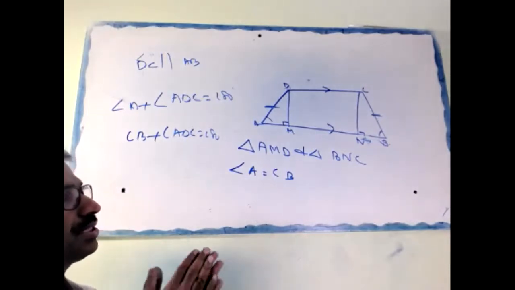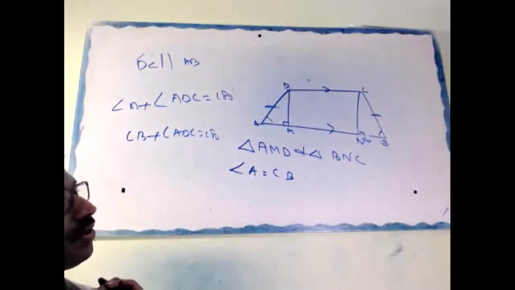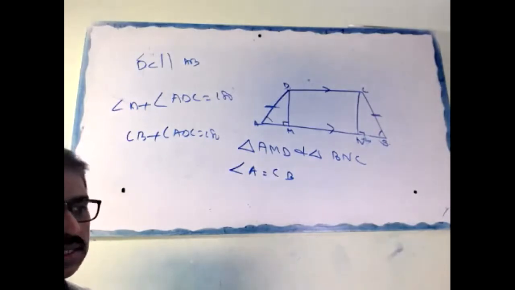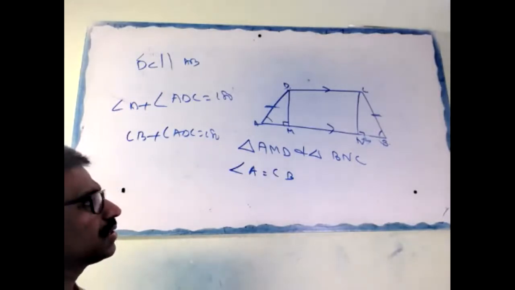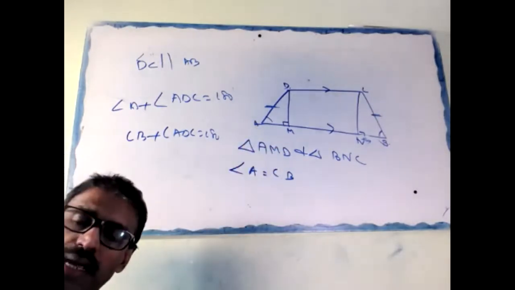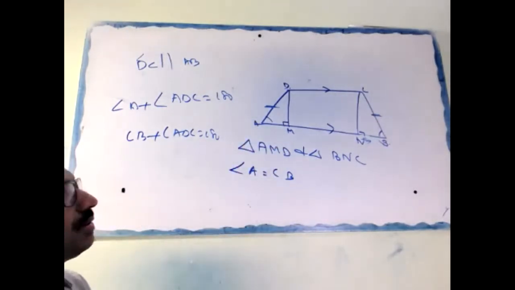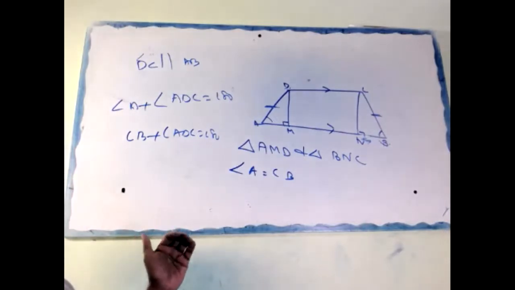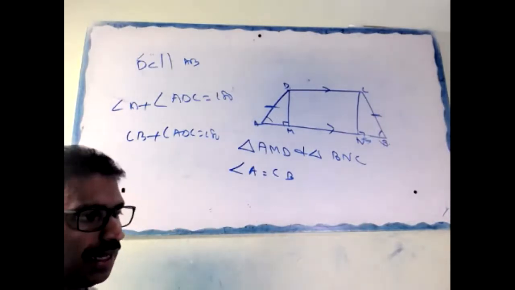Okay. So that means we finished: triangle AMD is congruent to triangle BNC by RHS congruency. Hence, angle A equals angle B. After that, DC is parallel to AB.